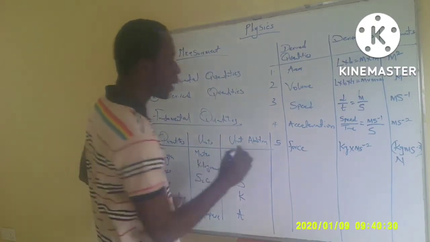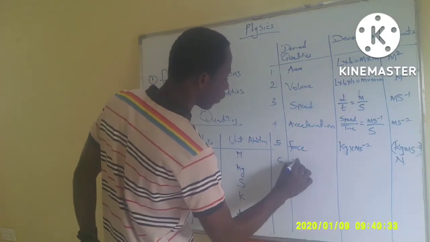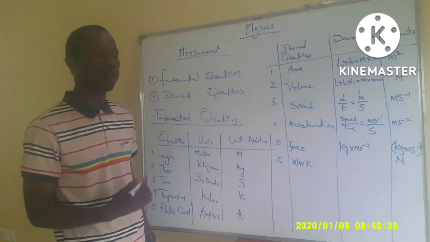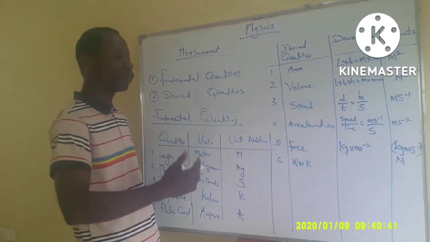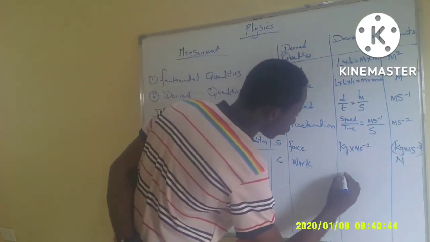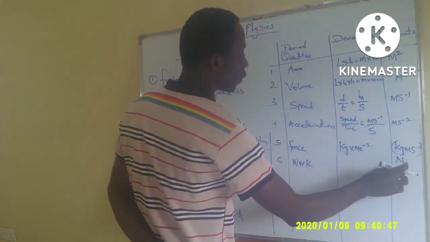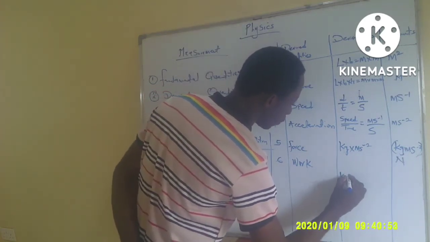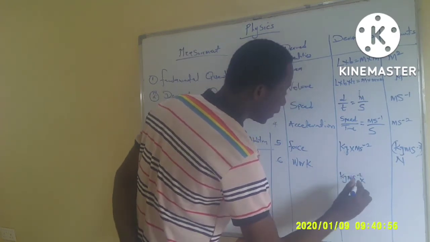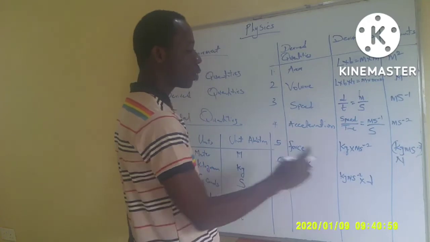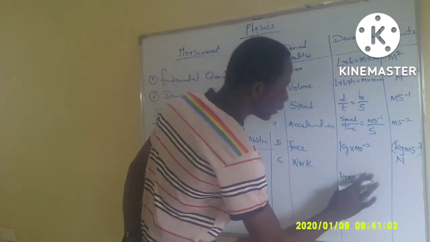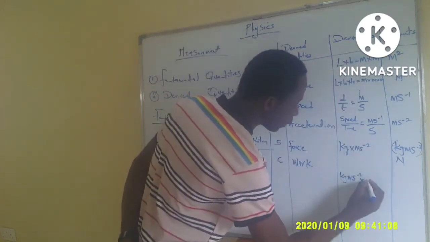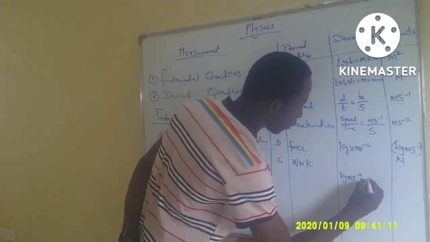So the next one is number 6, which is work. What is work? Work is actually force times distance moved in the direction of force. Let's just use it as force times distance. So what's the unit of our force? The unit of our force is kilogram meter per second square, times distance, d. And d, which is distance, is measured in what? In meter. So let's replace the unit of distance with meter, m.